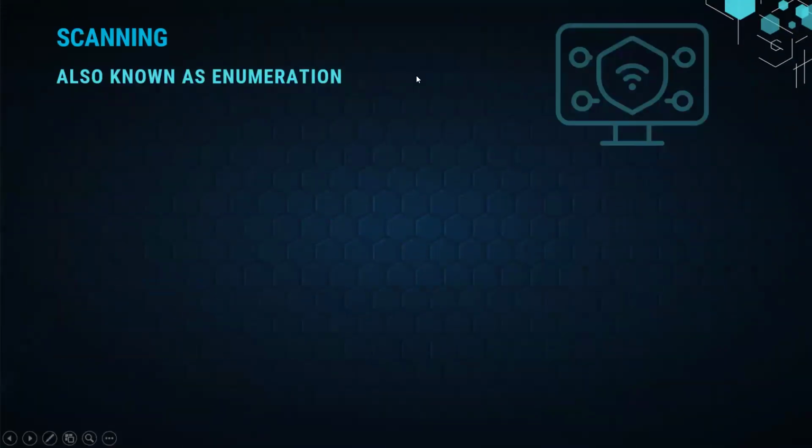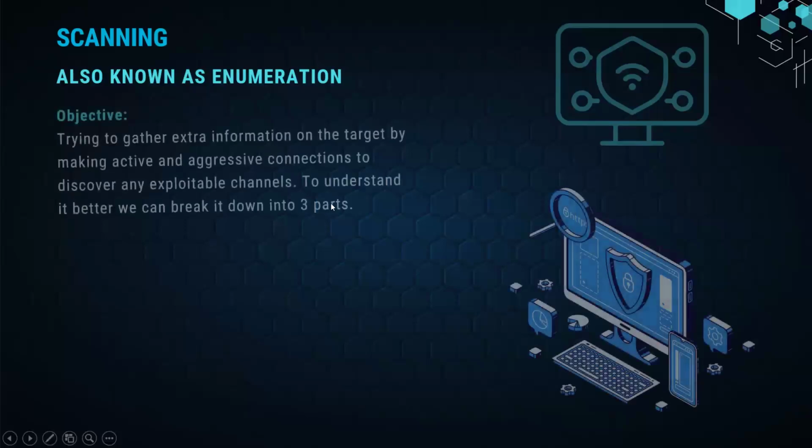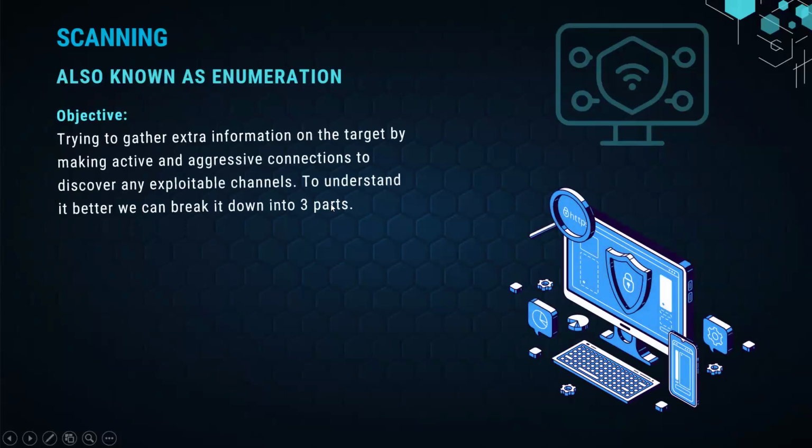Okay, so that's another name for this phase. And the objective here is to gather extra information. Now, you might be confused or frustrated. We have already gathered information in the earlier phase. What is this again? Now, here you get information by making active and aggressive connections.